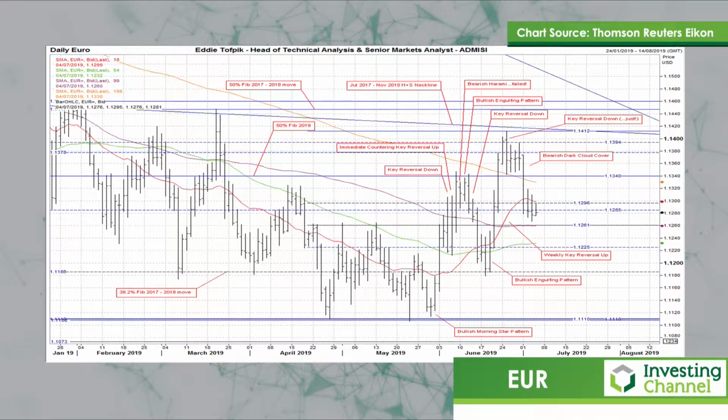Now, overhead, we've still the perceived strong combination of the 50% Fibonacci line of the 2019 to date move at 113.40 and the long moving average, currently 113.30. As a postscript to this, there seems to have been enough effort now to counter the weekly key reversal up we've had 2 weeks ago.